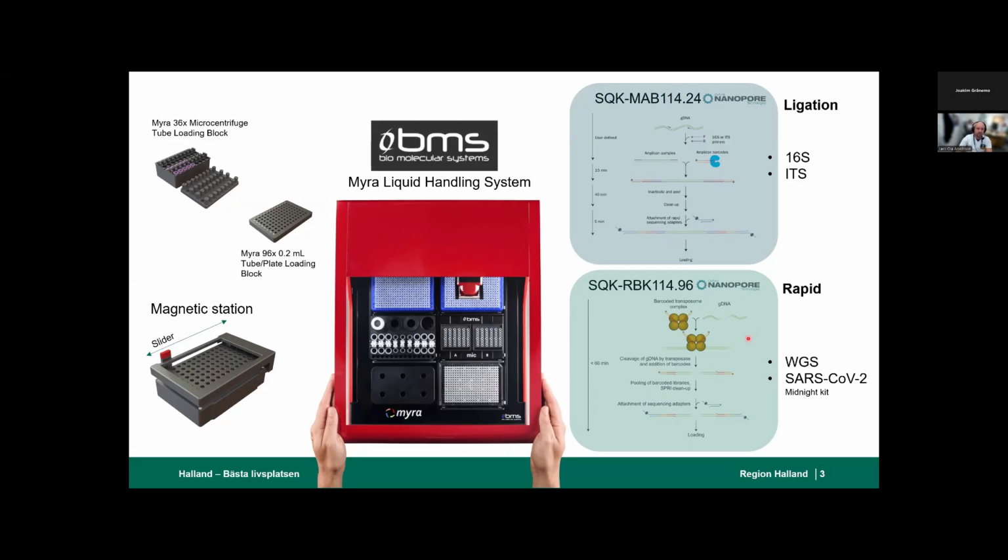The instrument comes with most of the accessories that you need, except for this magnetic station. And this is the device that is needed for the AMPure beads and for the cleanup procedure. It has a slider that allows the instrument to control which vertical rows are magnetized at the time. So this is how it is possible to automate the cleanup step. And you might also want to have an extra microcentrifuge loading block and an extra plate loading block, if you want to set up everything the exact same way as we have.